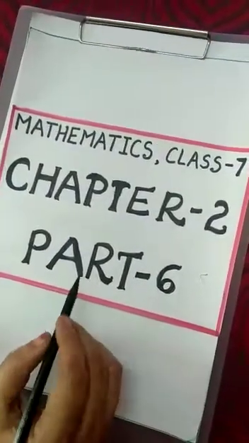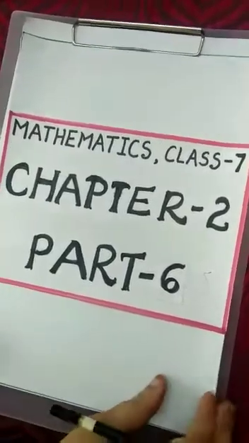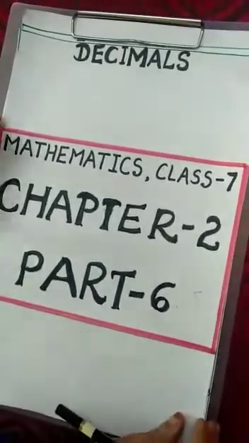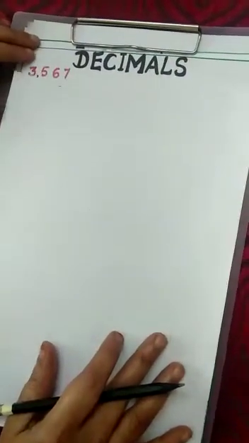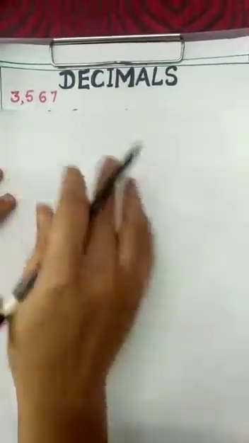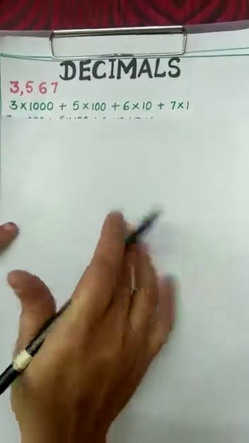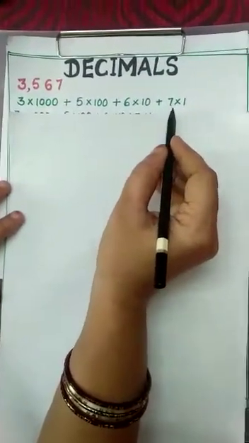Now we are going to learn, in part 6 of this chapter, the concept of decimals, which are an extension of our number system. For example, 3567. This number can be expanded as 3000s plus 500s plus 6 tens plus 7 ones.